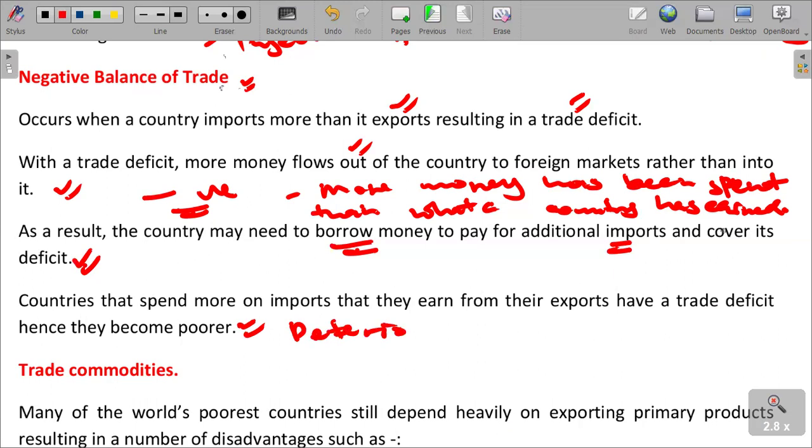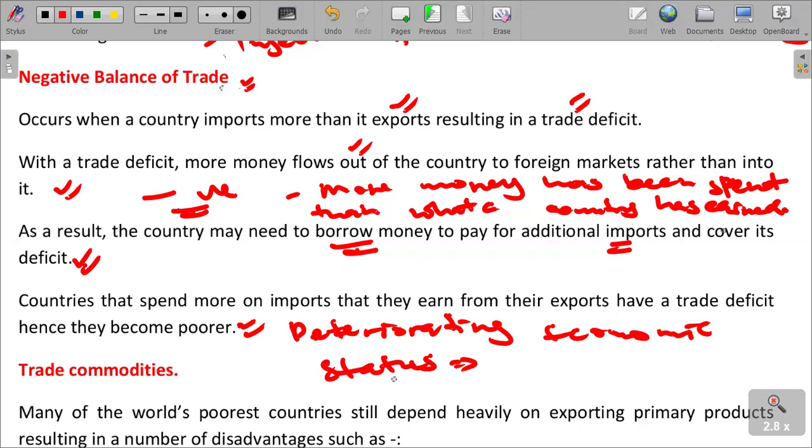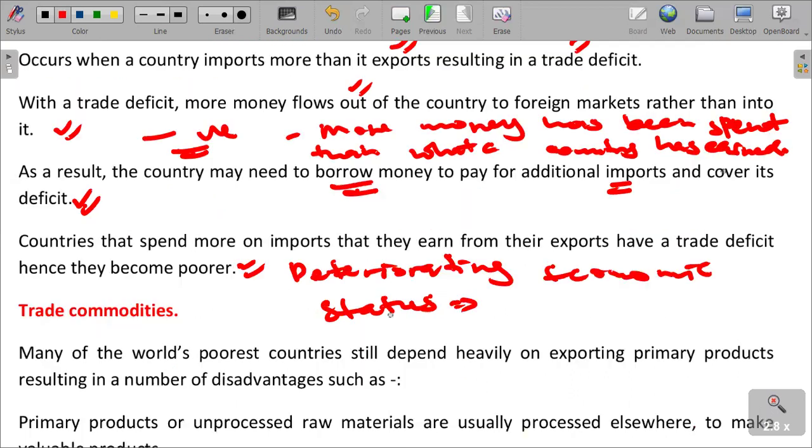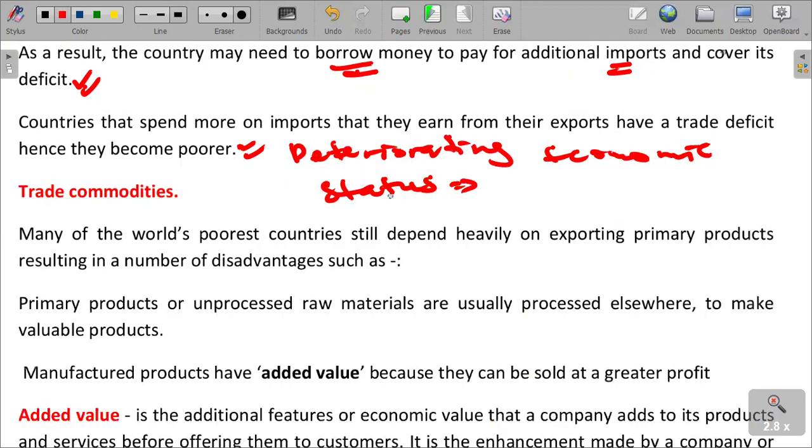They keep on deteriorating in terms of economic performance and economic status. We are keeping on lacking. We are keeping on owing. So states that have a negative balance of trade, importing more than what they are exporting, have a tendency of low development. They have a trend of being poorer and poorer.